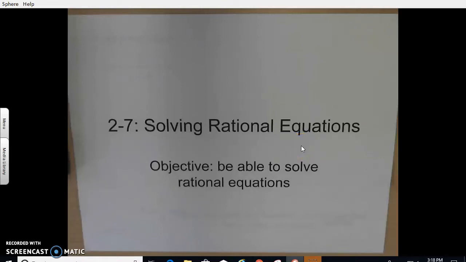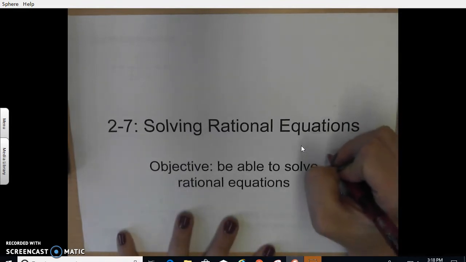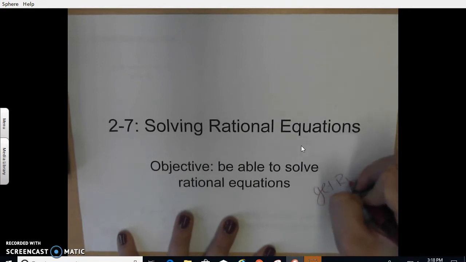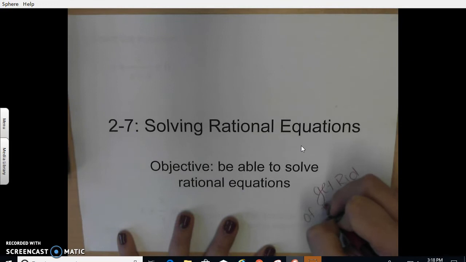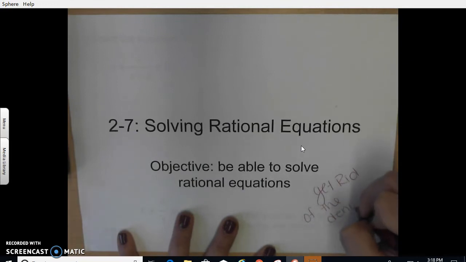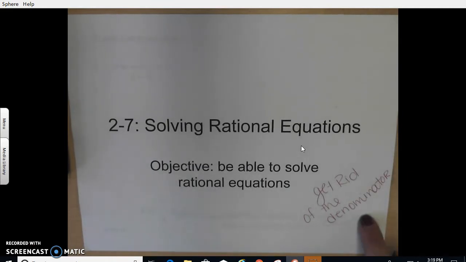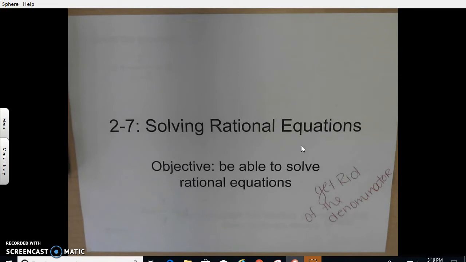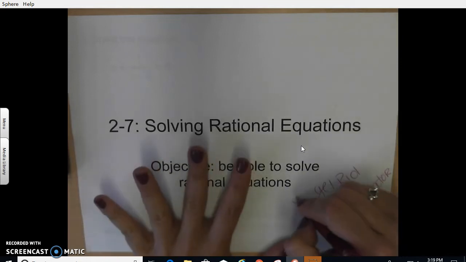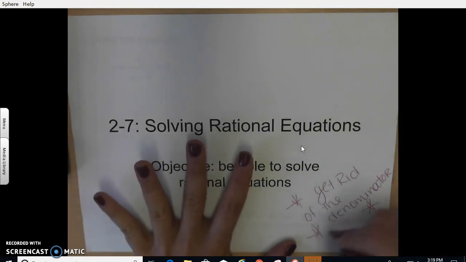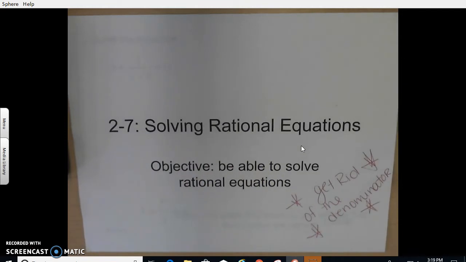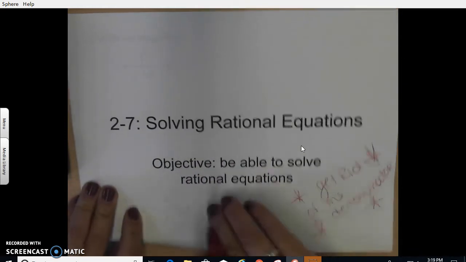Today we're going to do 2-7, solving rational equations. In order to solve a rational equation, our goal is to get rid of the denominator. And in order to get rid of the denominator, we're going to have to multiply by our least common denominator. We'll go over that in our examples, but remember that our goal here in this section is to get rid of our denominator. Once we get rid of our denominator, then we're going to be able to solve our equation.